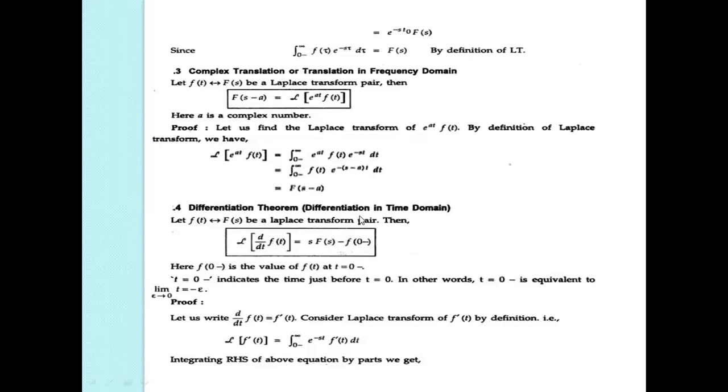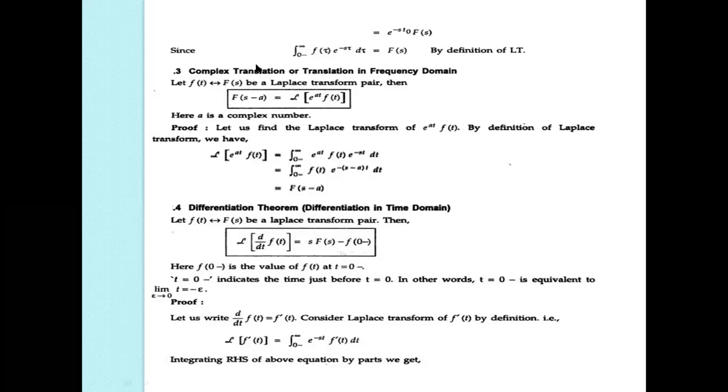What is the importance of differentiation in time domain? There is the bilateral Laplace transformation and the unilateral Laplace transformation. For bilateral and unilateral transformation, all the properties are similar except the differentiation in time domain, which is the only different property in the unilateral.